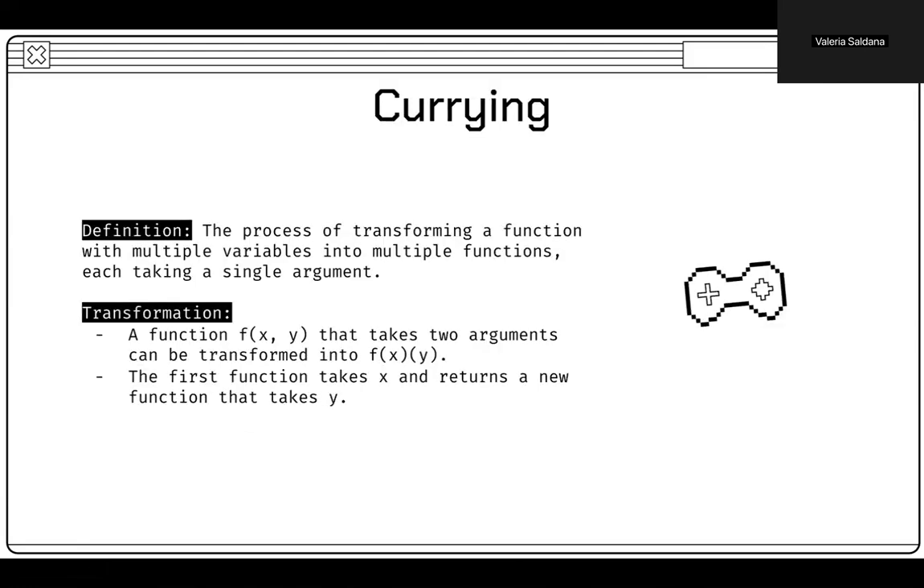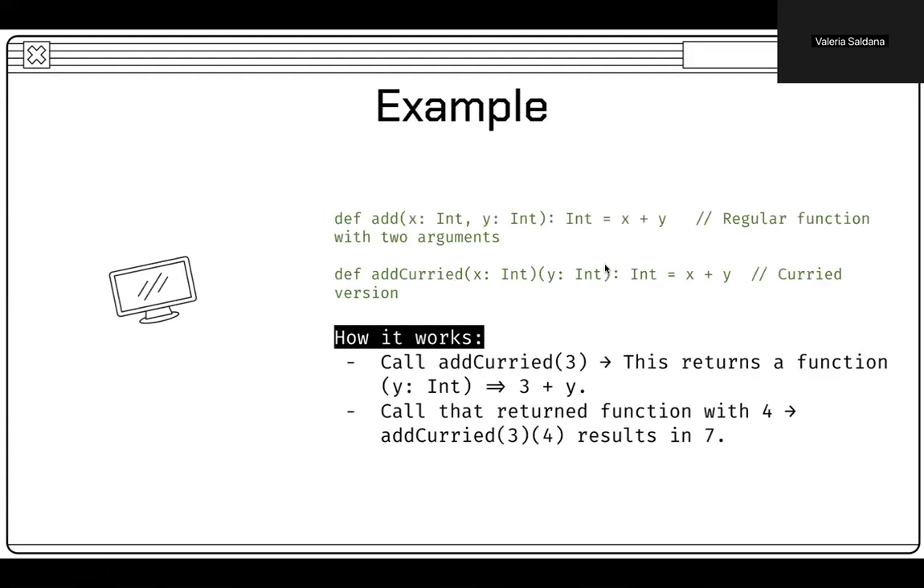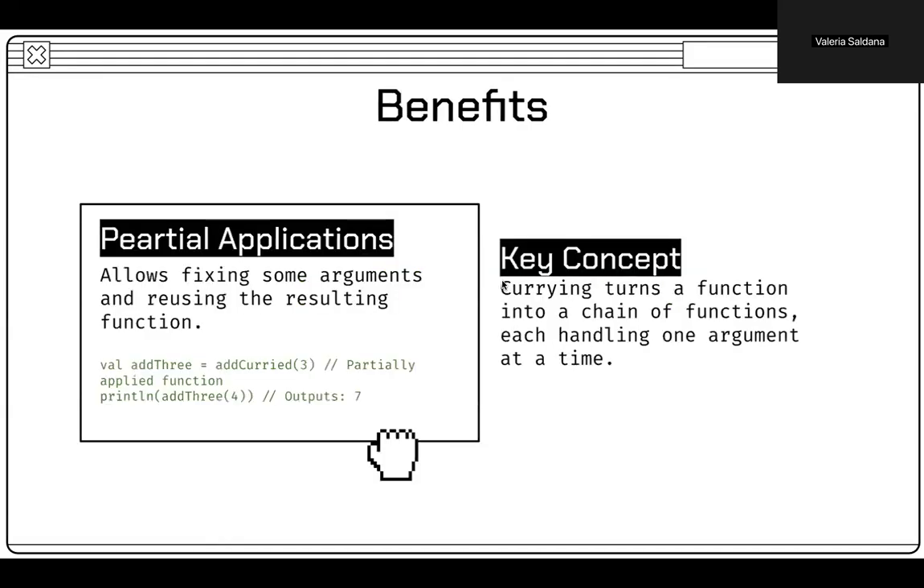Currying is a process of transforming a function with multiple arguments into a chain of functions, each taking a single argument. This is incredibly useful for partial application. Here's an example. When we call add curried 3, it returns a new function, 3 plus something else. And then when we call this returned function with 4, it gives us a final result of 7. The key benefit of currying is partial application, where we can fix some arguments and reuse the resulting function. For example, we fix 3 in add curried 3 and reuse the function add 3.